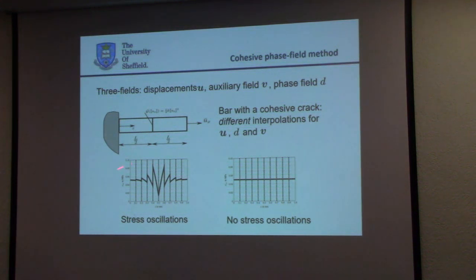So in this case, if you interpolate all these variables with the same order, you get some funny oscillations in the stress. Well, if you do it smarter, where you interpolate both displacement fields cubically and the phase field linearly, then you get a perfectly smooth behavior. So this is where I say, okay, this is just not ready yet for large-scale use, but it's quite promising.